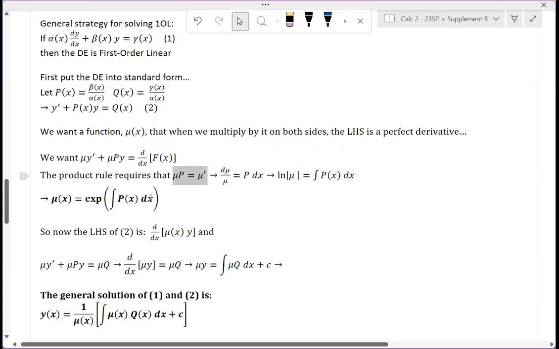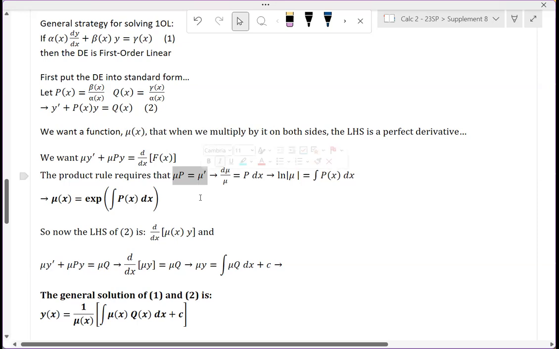That's what I have here. So just kind of matching things up. I want this to be the derivative of a function, and I can clearly see that it's going to be the derivative of mu y. So the one side of the product rule gives me a mu y prime. The other one gives me a mu prime y, and that has to be mu p y.